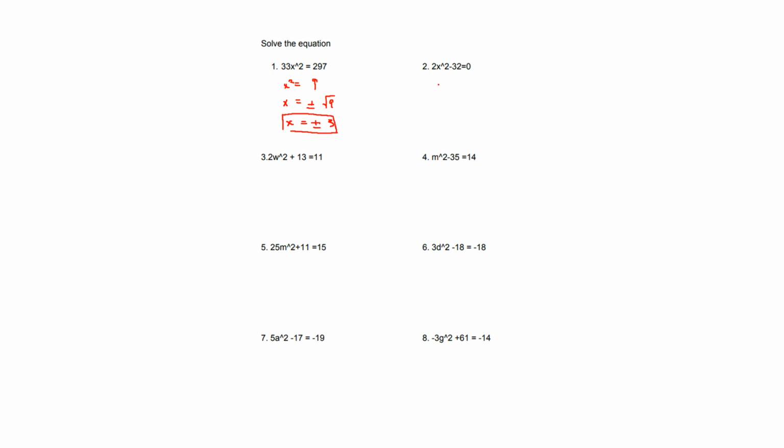Number 2, we need to get the x squared by itself on one side, so we could add 32 to both sides, so it becomes 2x squared equals 32. Then divide both sides by 2 to get the x squared on its own, so this becomes x squared equals 16. If you take the square root of both sides, 4 times 4 is 16, so it's a nice easy number, so that becomes plus or minus 4.